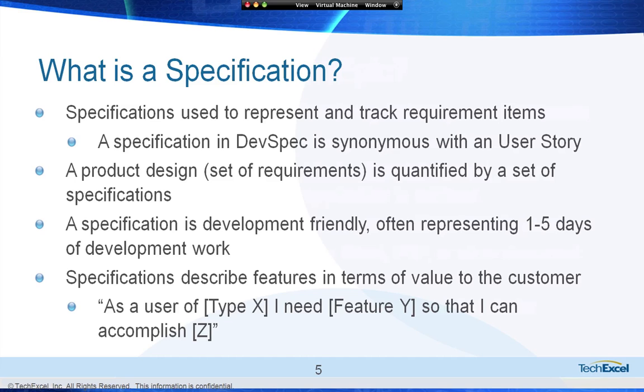Since we want our specifications to be development-friendly, it is usually best to have them represent 1 to 5 days of work. If a specification represents less than a day's work, it runs the risk of trying to cover details that should be worked out in development tasks. Any more than 5 days, and the specification is most likely too broad.